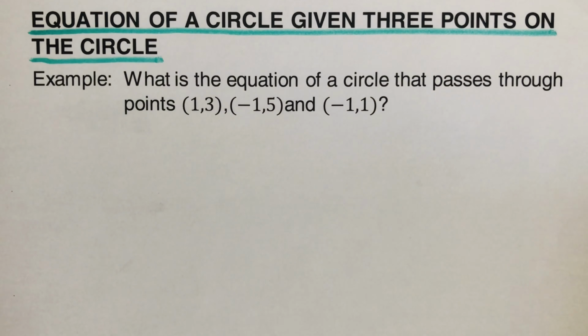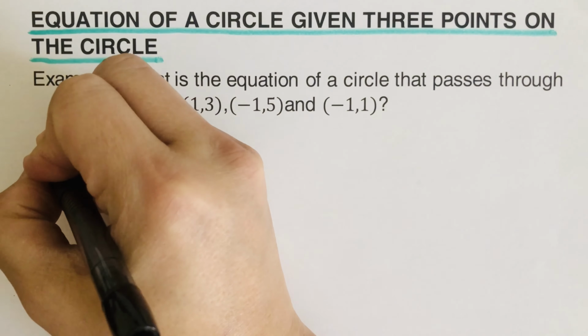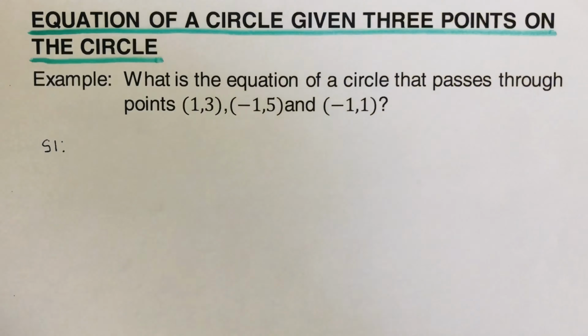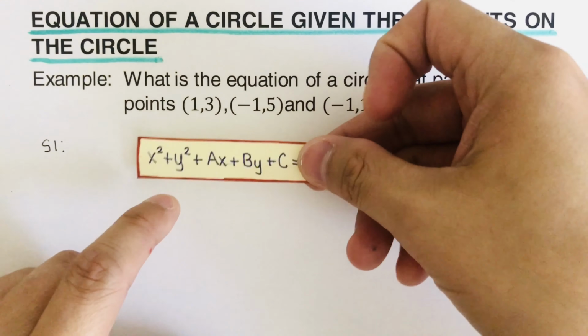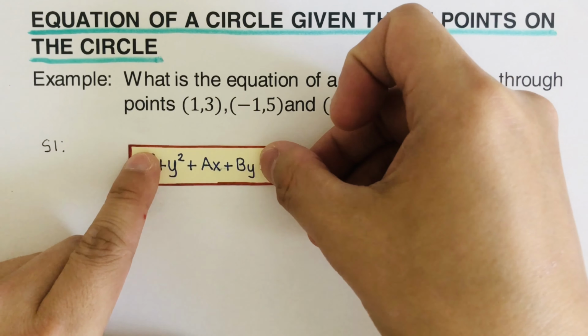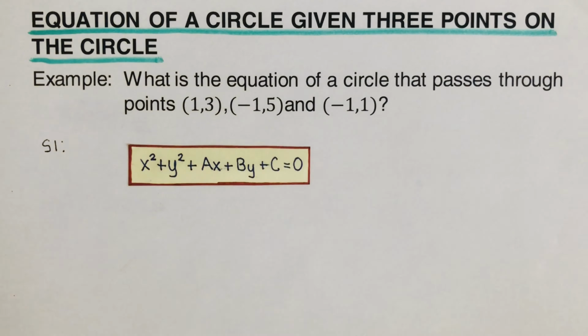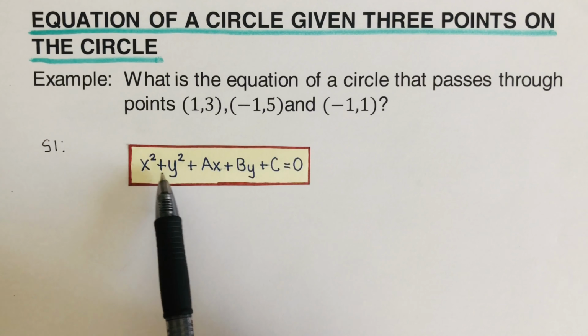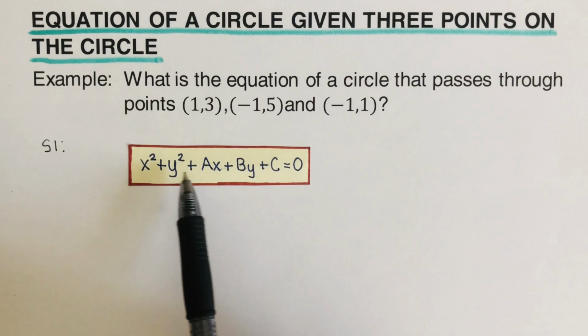Let's take the first step. In the first step, we are supposed to use the general form of a circle. Going back to the general form of a circle, it looks like this: x squared plus y squared plus ax plus by plus c equals 0. Now we are going to use these 3 points. This is x and y. We plug it into this general equation of a circle.